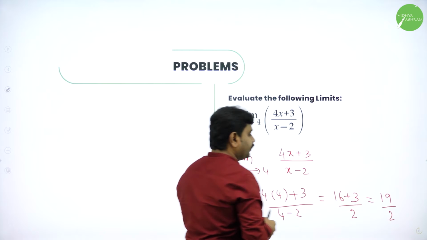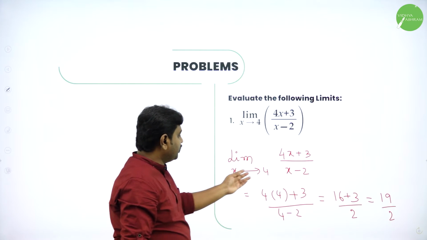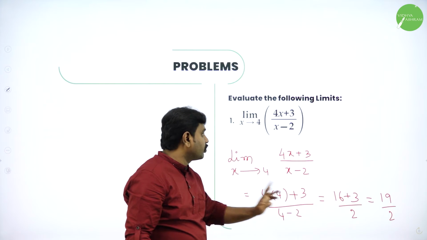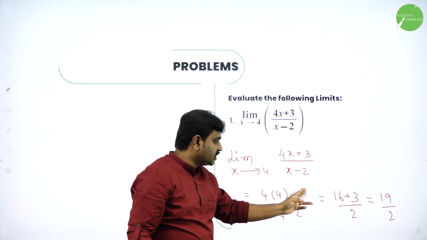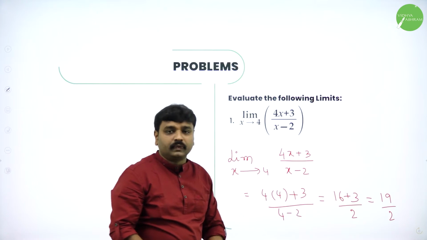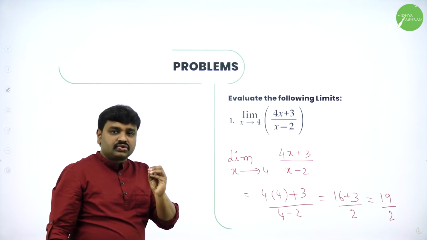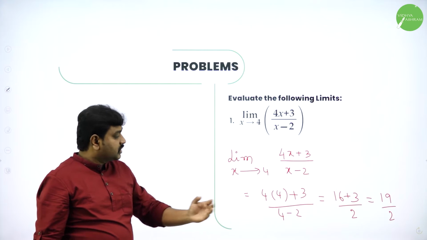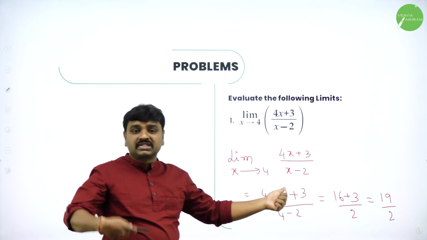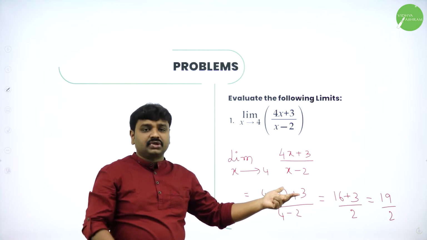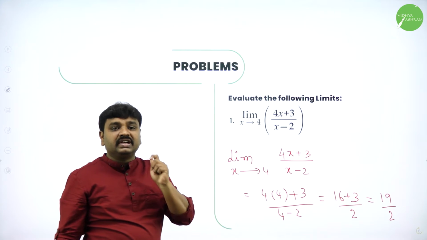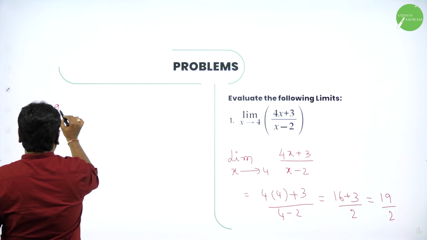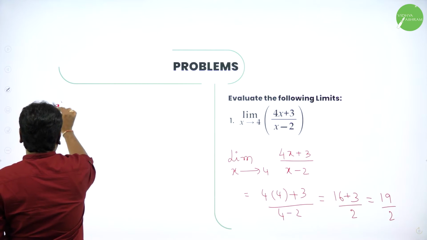We got the limit. So what is meant by limit x tends to 4? In the place of x put 4. If I do that, 4 into 4 plus 3 divided by 4 minus 2. 4 4s are 16, 16 plus 3 is 19, divided by 2. So limit x tends to 4 means what? In the place of x put 4, provided you should not get indeterminate. Your answer may be a fraction, negative, or positive, but you should not get indeterminate.